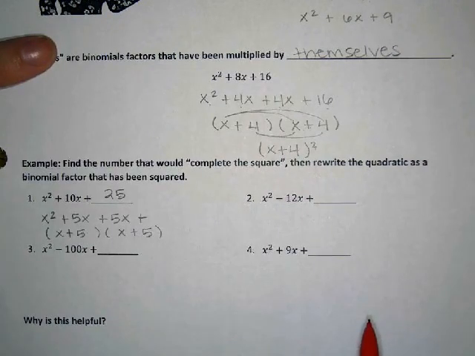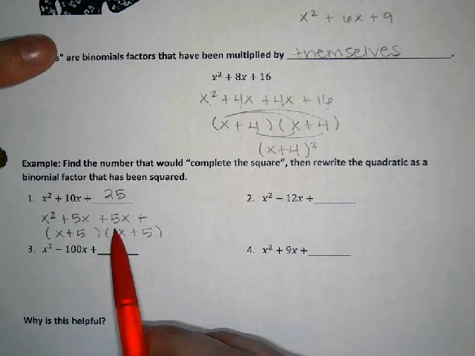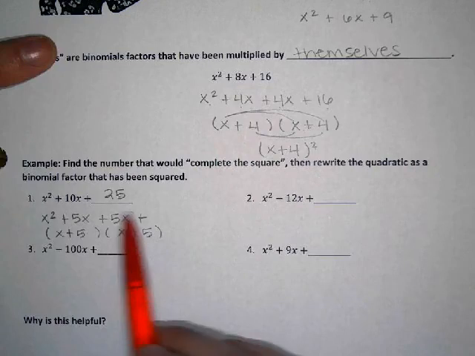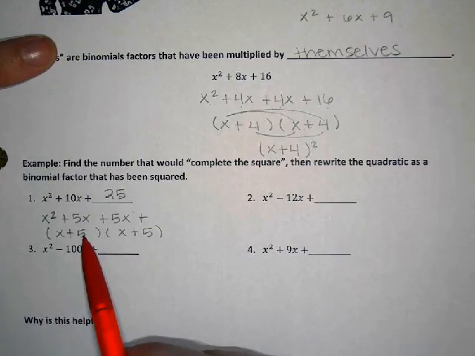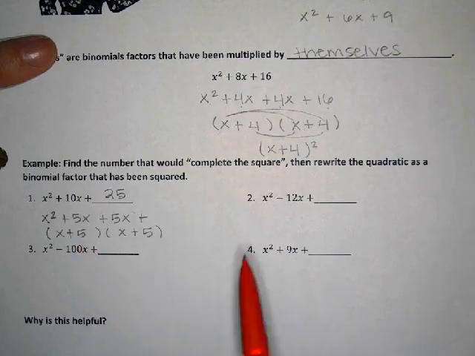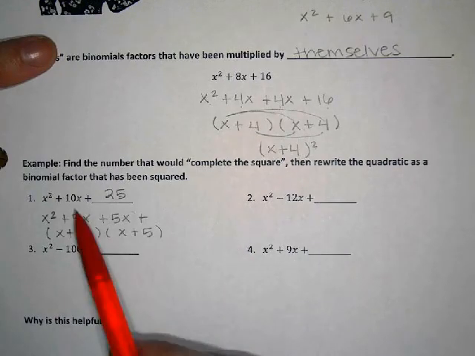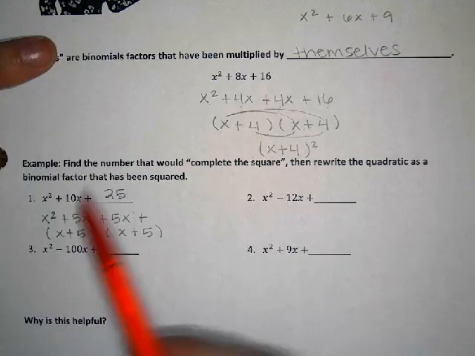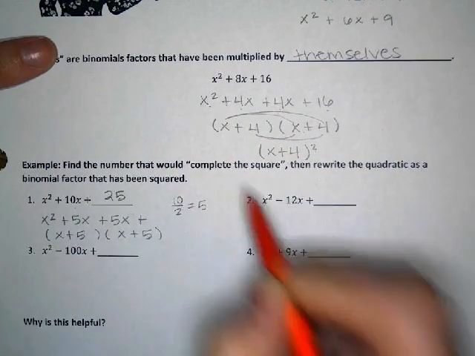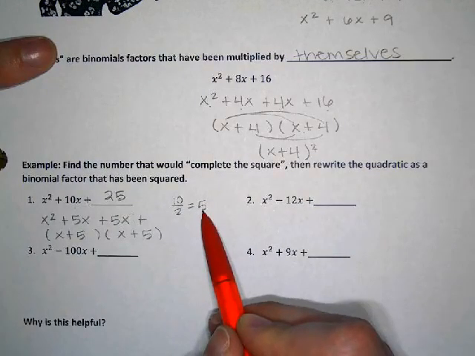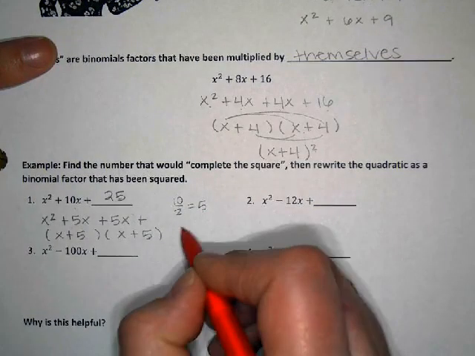Is there a shortcut we can do so that we don't have to write all this information? Maybe. What did we do with the 10? Divide by 2. So we did 10 divided by 2, we got 5. And then what did we do with the 5? We multiplied it by itself. We did 5 squared is 25.